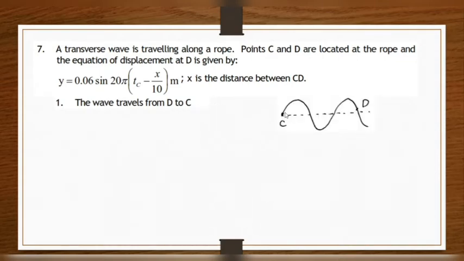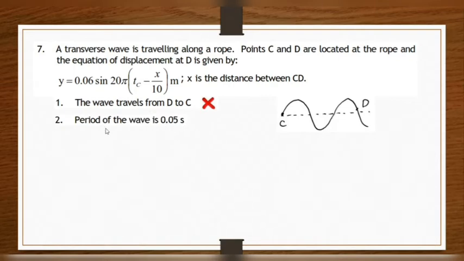I have made a diagram here: this is point C, the source of oscillation, and this is point D. Since this k has a negative sign here, the wave travels from C to D. So statement number 1 is incorrect. The second one: the period of the wave is 0.05 second.